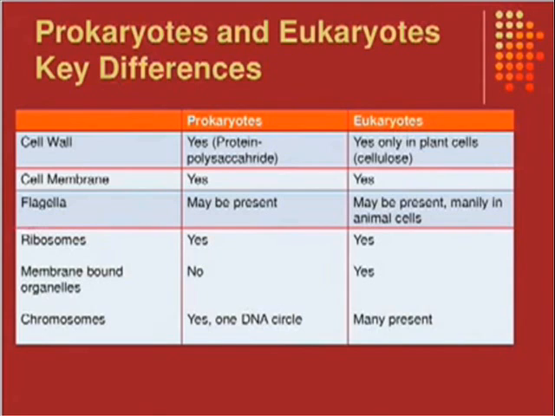This final slide we have here is going to give you the differences between prokaryotes and eukaryotes. Sometimes it's a good idea to look at differences side by side. As you can see, a cell wall is found in prokaryotes. However, it's a protein polysaccharide. It's also found in eukaryotes, but in this case in plant cells, and this is composed of cellulose. So those are two main differences.